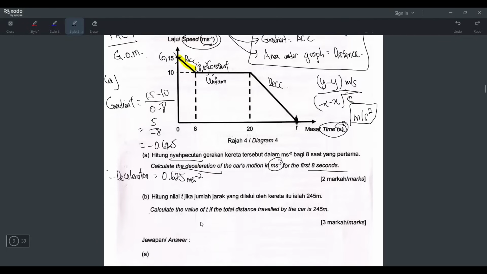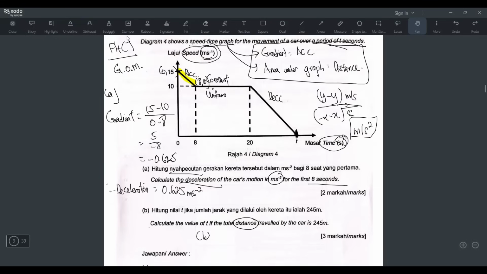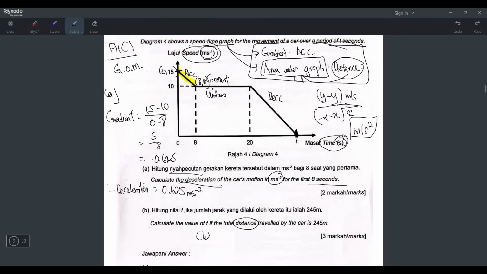Now for B. Calculate the value of t if the total distance... Oh, whoa, distance. Immediately you have to think about this. Distance for speed time graph, we will use the area under graph. Luas bawah graph. Area is luas. So later confirm you have to find area. But you have to read carefully, it's for what period.